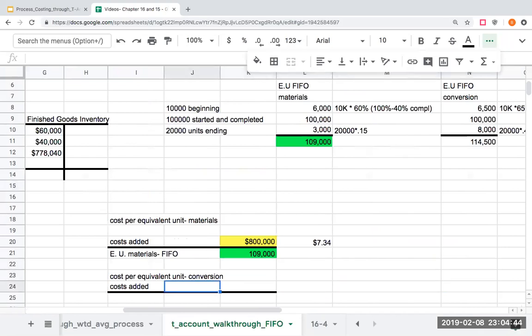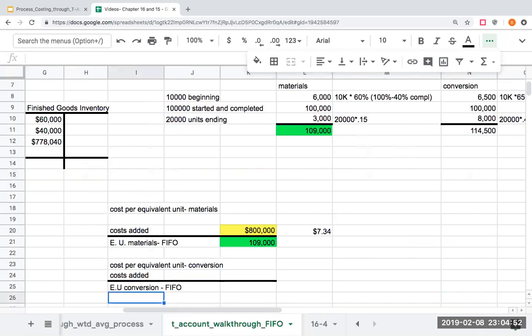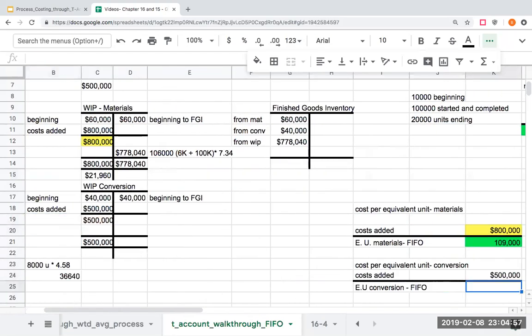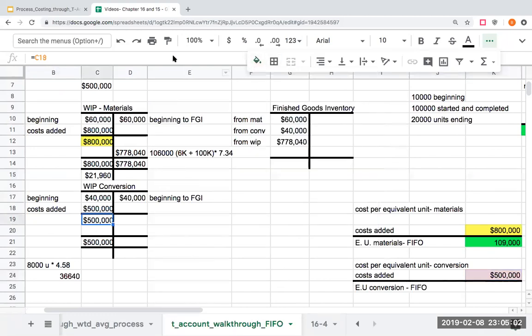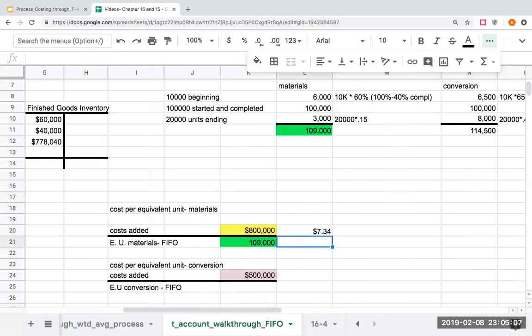Now what I have to do under FIFO is do the same thing for my conversion. So here my costs added under FIFO were 500,000, so my 500,000 right here. And then my equivalent units for FIFO were 114,500. And I'm getting 4.37, which looks like an amazing, beautifully tuned-in round number.